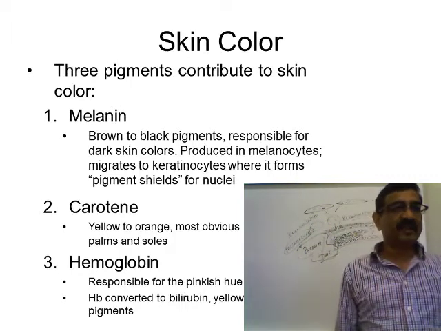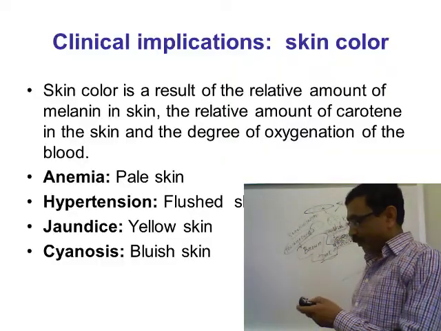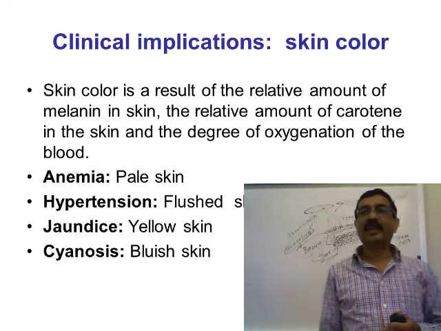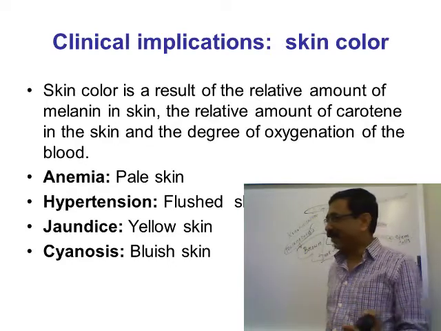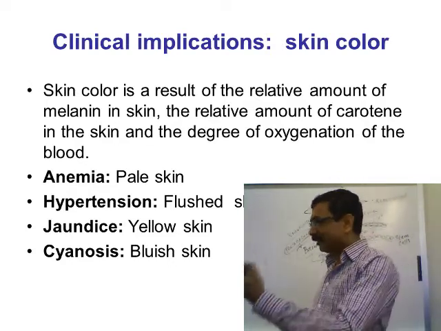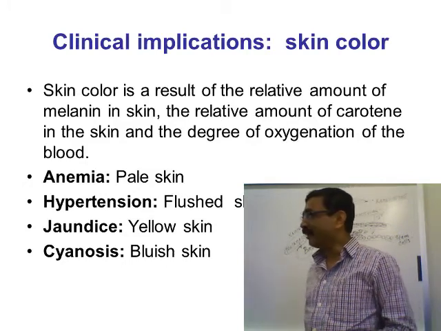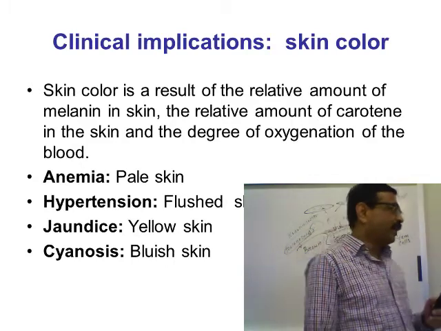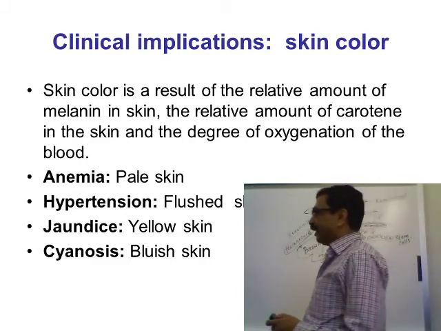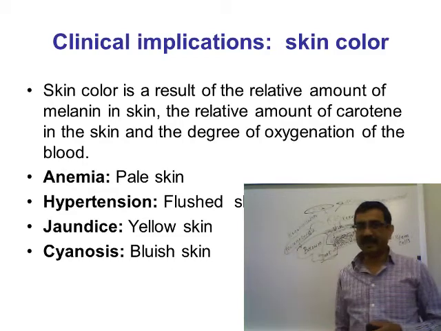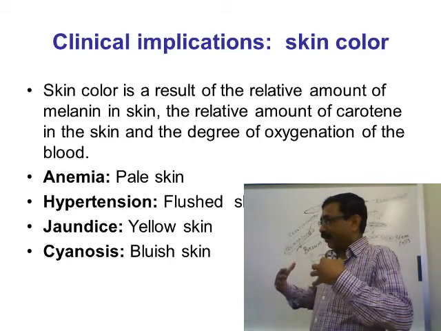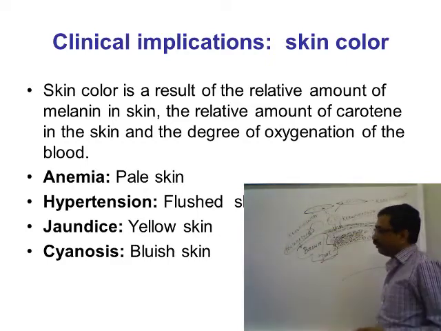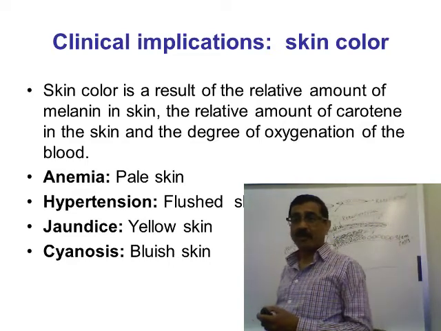Clinical implications of the skin color. By looking at the color of the skin, we can diagnose a few clinical conditions. One I have already mentioned, right? If you see the skin is pale, that could be due to anemia, right? Lack of hemoglobin. Hypertension: flushed skin, particularly in the face area. If the person's blood pressure is high, you will see the face flushed, right? So, that tells you that this person might have hypertension, high blood pressure.